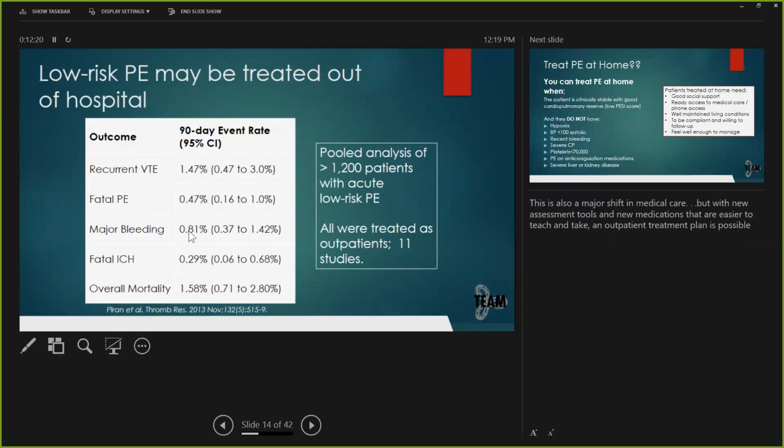And the thing is, low risk PE and DVT both may be treated outside of the hospital. What the studies have shown, in a pooled analysis of more than 12,000 patients with acute low risk PE who were treated in an outpatient setting, is that the recurrent thromboembolism risk is 1.2%, less than 2%, and fatal PE is less than 0.5%, if you calculate the risk and you're comfortable treating the patients as outpatient. And even the major bleeding risk is less than 1%, and overall mortality is less than 2%. So we can comfortably treat patients in an outpatient setting if they are at low risk.